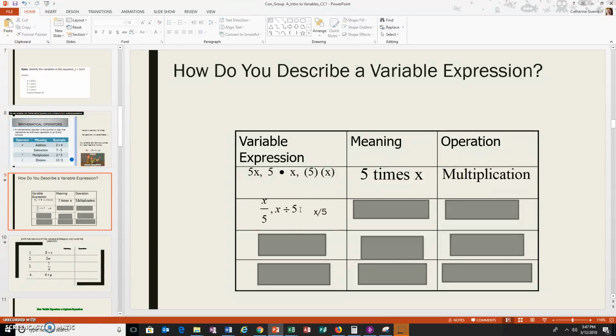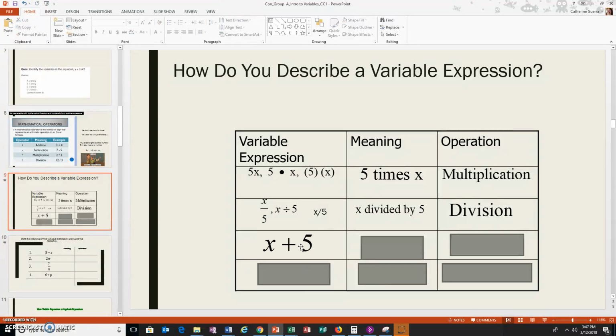Here we have x over 5, with this division symbol. And the one we more normally use is x/5. The meaning of this is x divided by 5, and the operator is division.